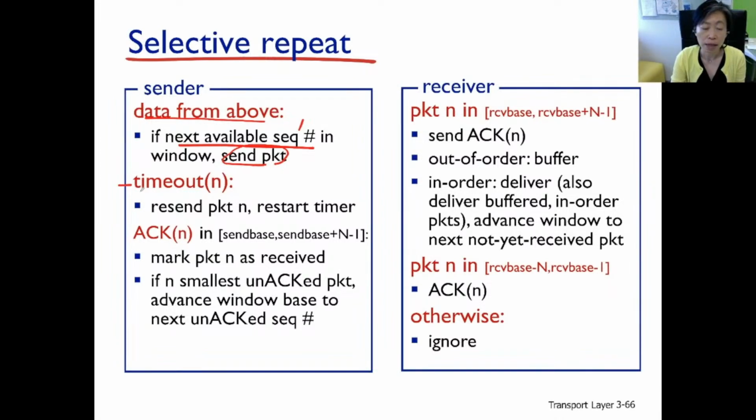Second is the timeout event. If our timer times out, and that is for packet sequence number n, we retransmit packet n and restart timer. Straightforward. If we receive an acknowledgement packet, we extract the sequence number and check if it's within the send base and send base plus n minus 1.